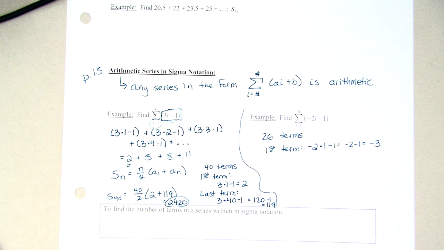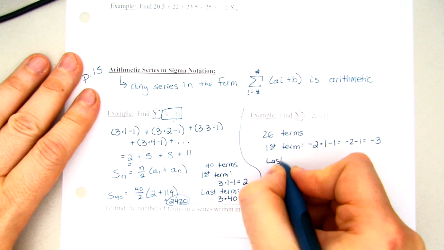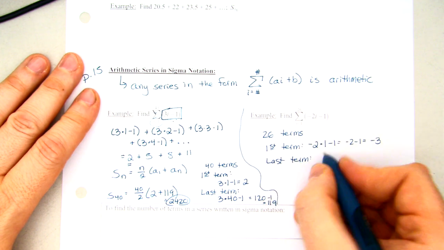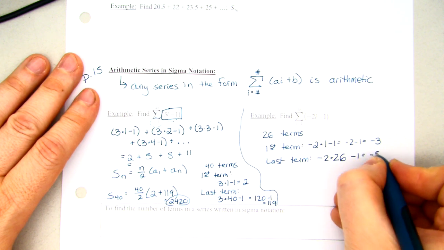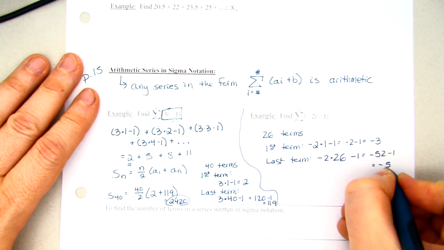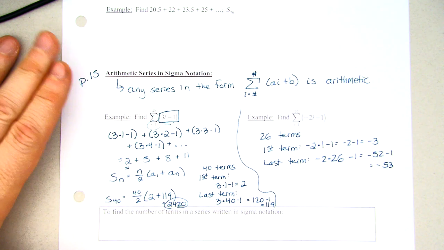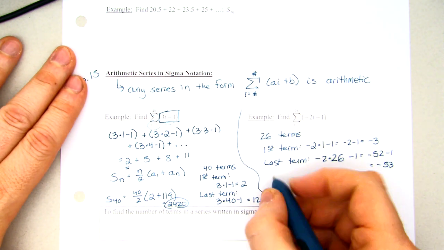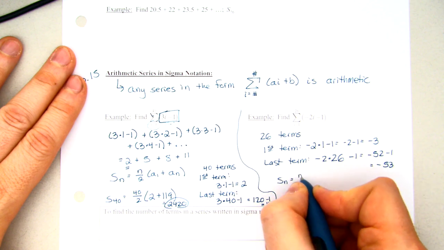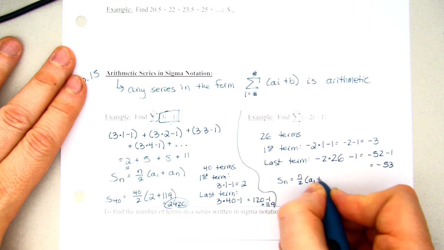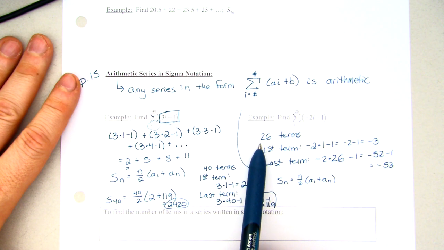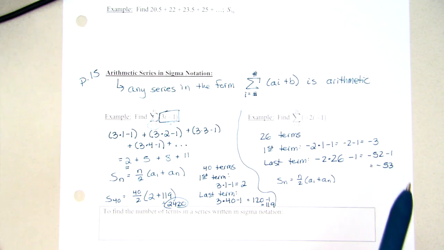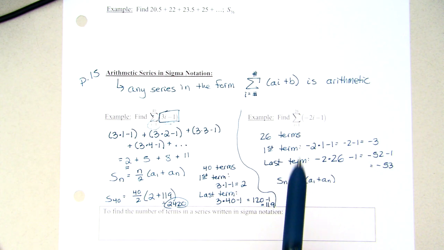What is your last term? Well, to find the last term, I'm going to take my formula and plug in 26. Negative 2 times 26 minus 1, that's negative 52 minus 1. I believe that's negative 53. Again, now we have everything we need to use our arithmetic series formula: S sub n equals n over 2 times a1 plus an. I want you to plug in those numbers, your 26 for n, your negative 3 for a1, and your negative 53 for an, and find the sum of those 26 terms.